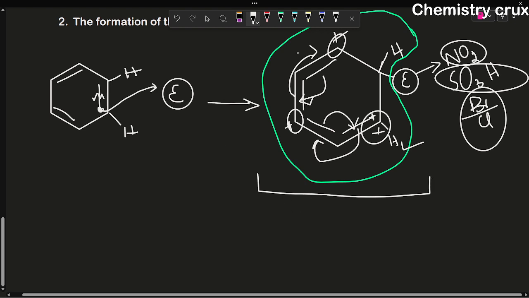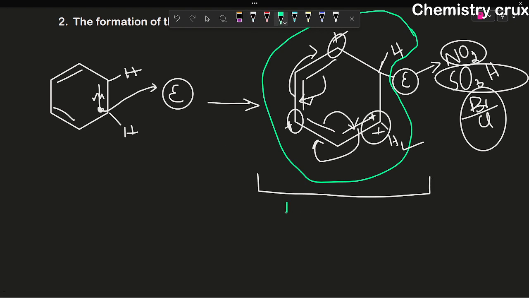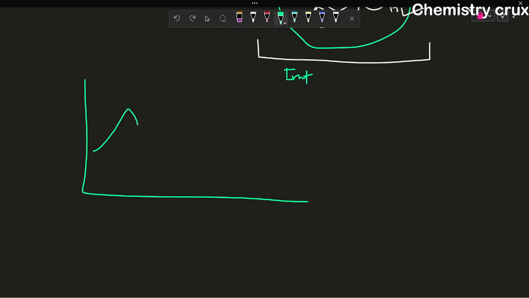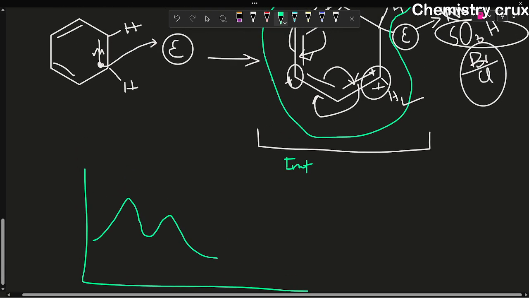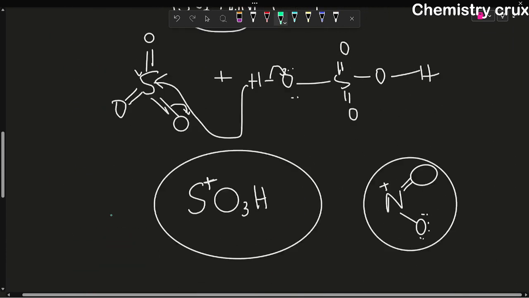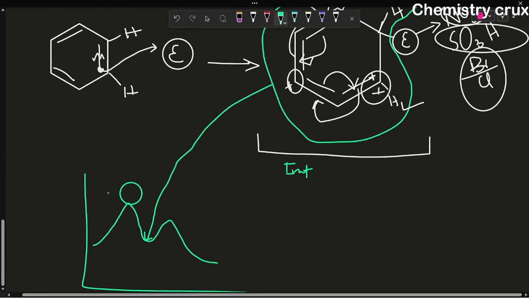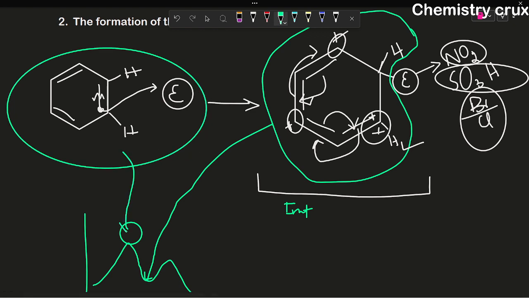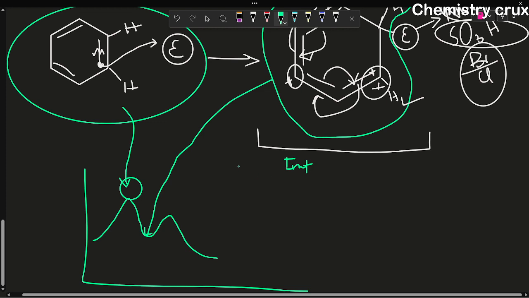It has been found that it is an intermediate. Intermediate means, if we have this graph, sorry, let me show it to you here. If this is an intermediate, it will be in this valley. If it would have been a transition state, then it would have been on this peak. For example, when this bond is being broken, this state is a transition state, so it will be here. But this is an established intermediate, so it will be in this valley.